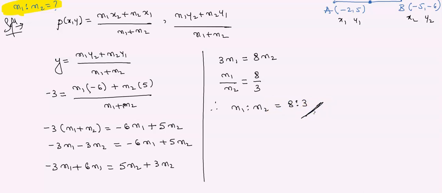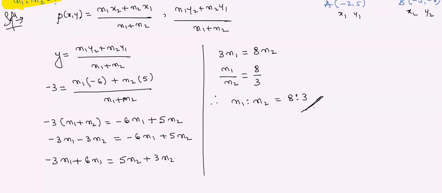In what ratio is it dividing? If y is -3, it is dividing in the ratio 8 is to 3. Got it? So we know that m1 is to m2 is equals to 8 is to 3. Now again they have asked one more condition. Find the point of intersection, means they are asking us to find the coordinates of P.